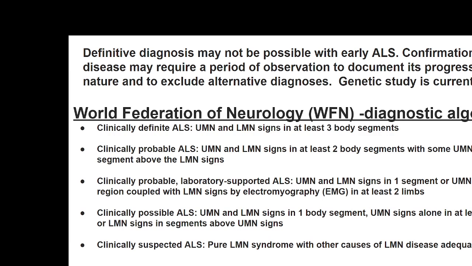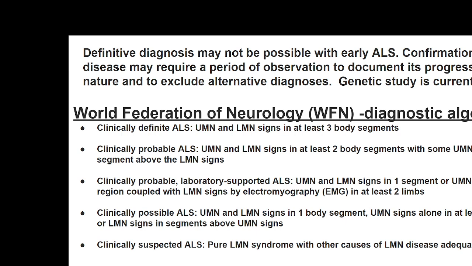Now, a definite diagnosis of amyotrophic lateral sclerosis in the early stage is almost not possible, and most of these symptoms are so innocuous that usually either the patients neglect them or the clinician also may neglect them. Now, as per the standard World Federation of Neurology diagnostic algorithm, the symptoms are categorized as clinically definite, clinically probable, clinically probable and laboratory supported ALS, clinically possible, and clinically suspected.